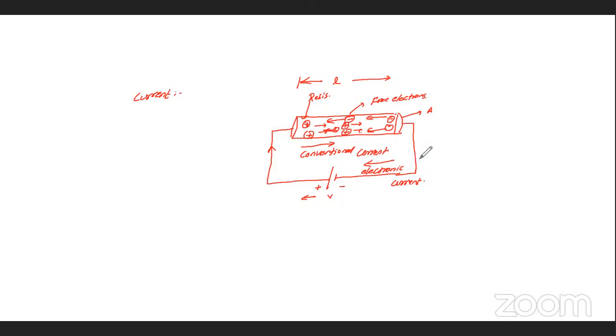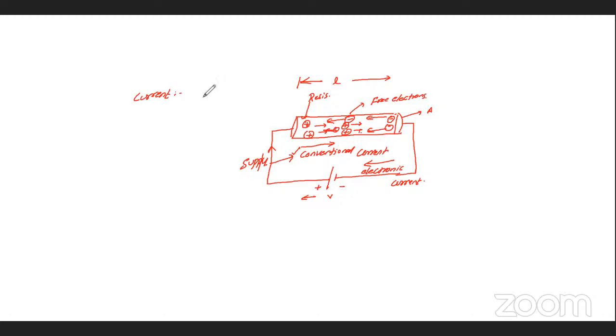Protons are traveling in the direction from positive towards the negative. That current we call conventional current. Opposite to that, free electrons are traveling from negative towards the positive, so that current we call electronic current. And remember, when we are discussing the supply current, it is nothing but your conventional current, from positive towards the negative of the voltage supply.